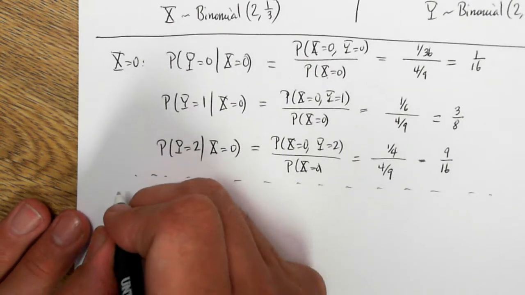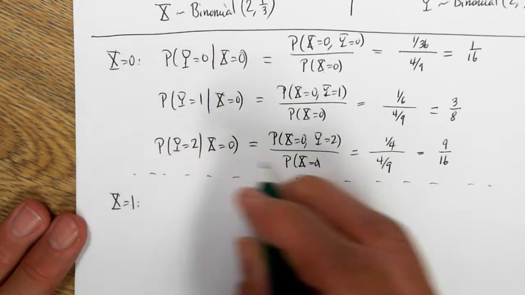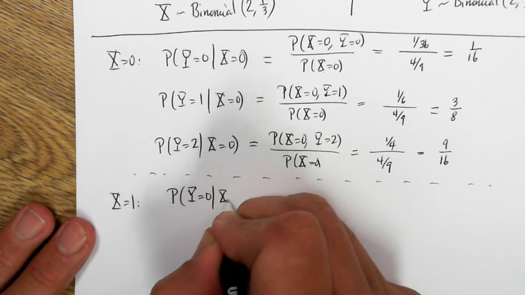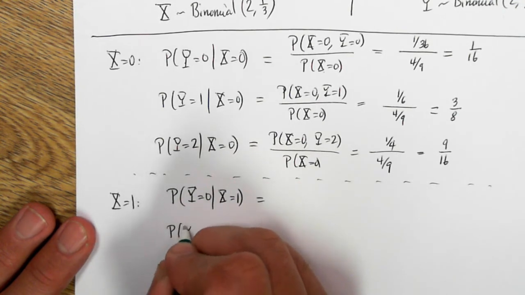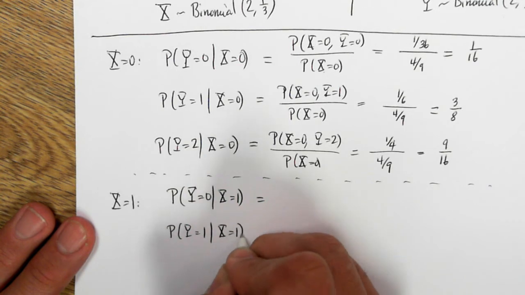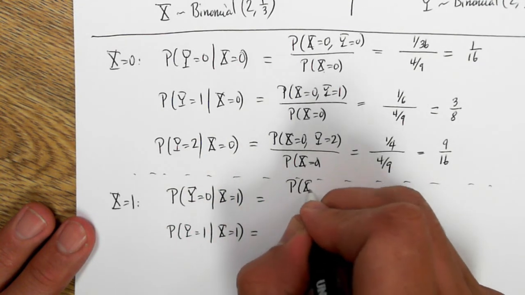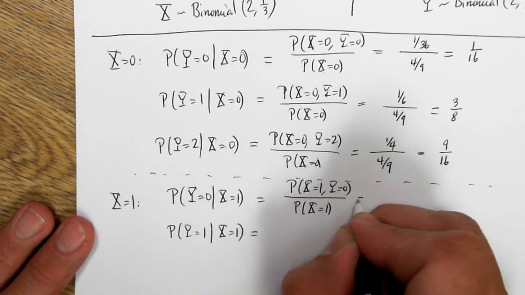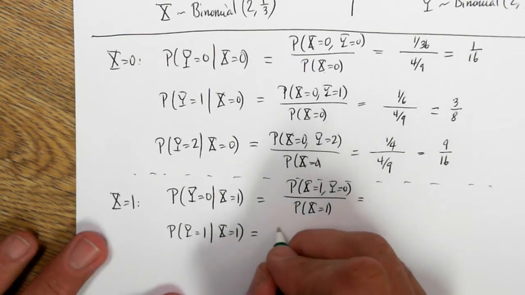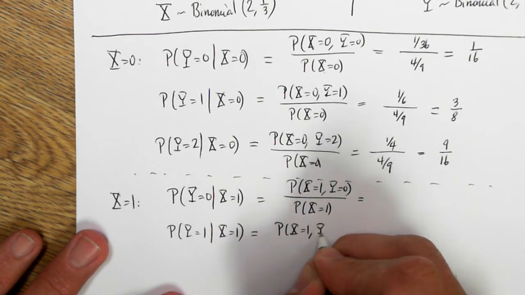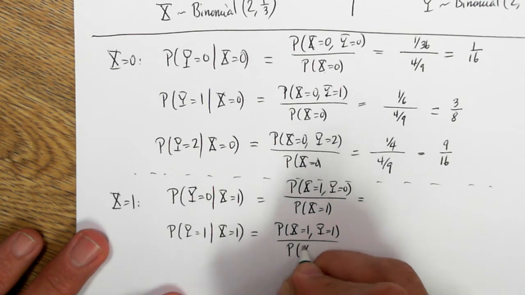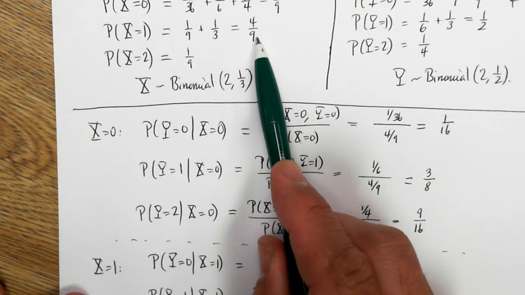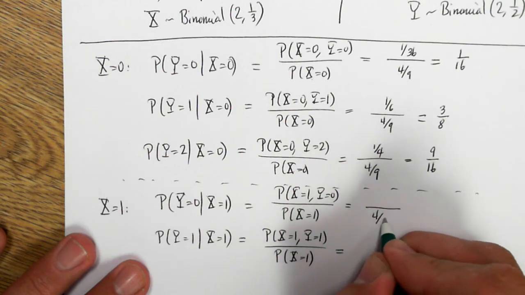Let's start over again, and suppose x is equal to 1. If x equals 1, there are 2 possibilities for y. You can have y equals 0, or you can have y equals 1. So that would be the probability that x equals 1 and y equals 0, divided by the probability that x equals 1. You also have the probability here that x equals 1 and y equals 1, divided by the probability that x equals 1. The chance that x equals 1 is 4/9. So we have over 4/9 for both of these.